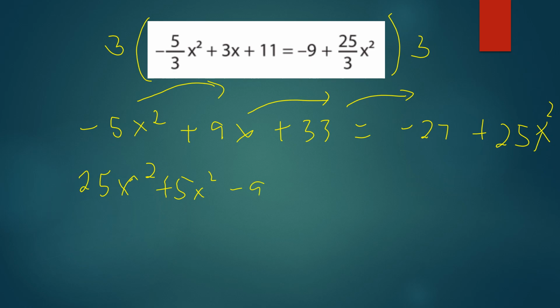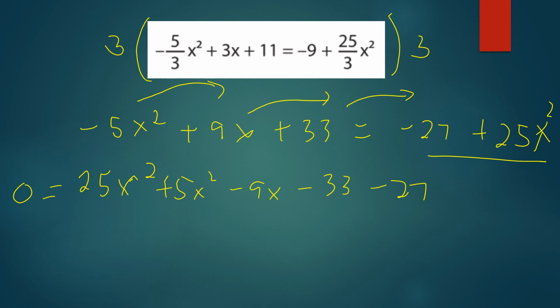Transferring this to the other side, we have 9x. Transposing this to the other side, we have negative 33. And then since it remains on that side, negative 27. Actually, these are all placed on the right side. So what is left here is 0 because everything has been moved to the other side.